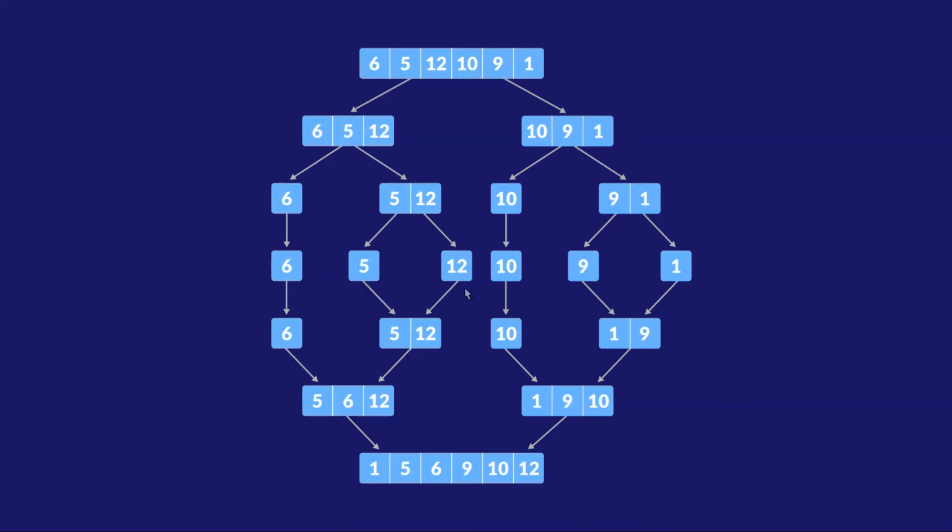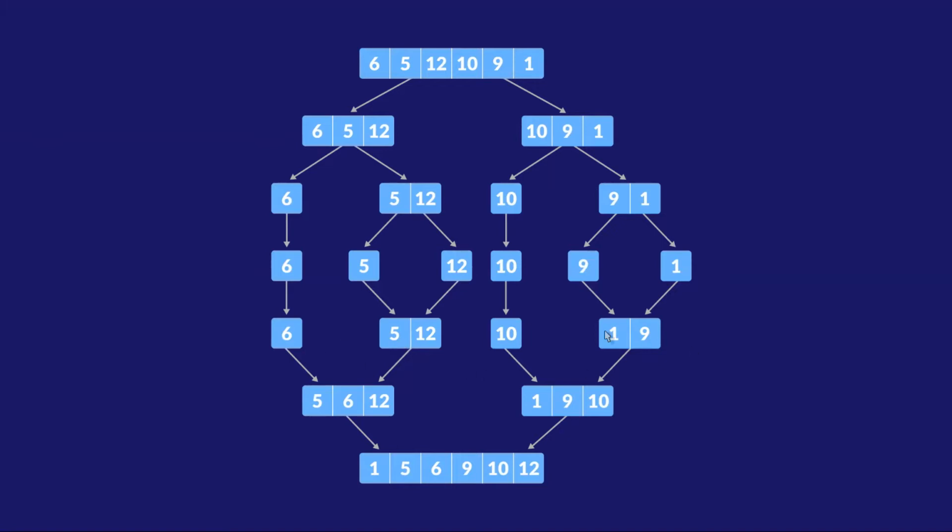So if you sort 5 and 12, what do you get? You get 5 comma 12. And let's keep 10 as it is. And next take 9 and 1. If you sort 9 and 1, you get 1 comma 9. Okay, that problem is easy. So you moved on to the fifth level now.